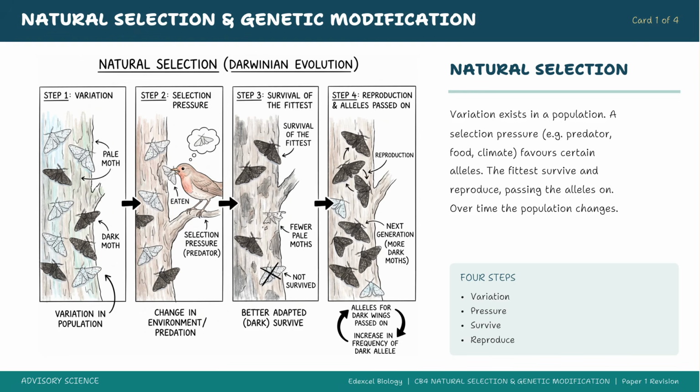Natural selection. Natural selection is the process that Charles Darwin used to explain how species change over time. Individuals within a species are not all identical. There's variation, and some individuals are naturally better adapted to their environment than others.